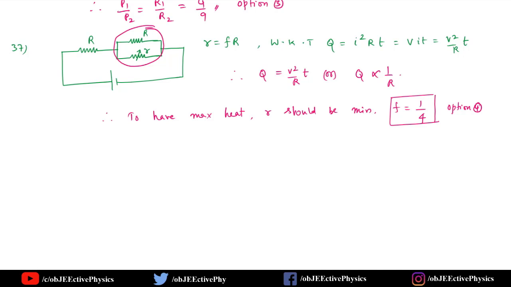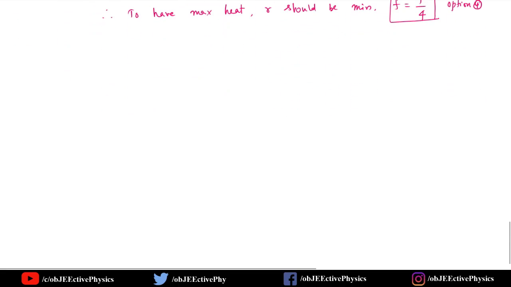Next, question number 38. A current source drives a current in a coil of resistance capital R1 for a time small t. The same source drives current in another coil of resistance capital R2 for the same time. If the heat generated is the same, find the internal resistance of the source.